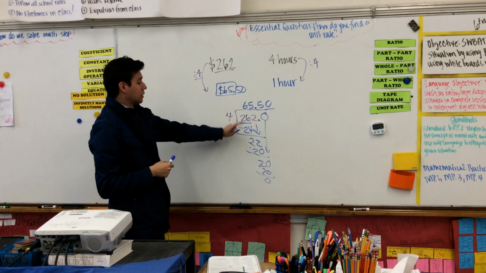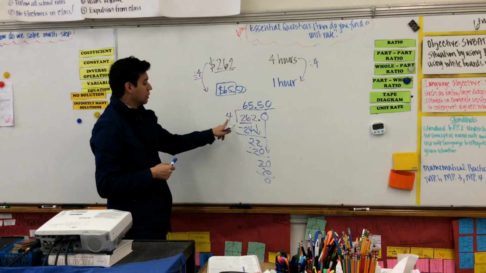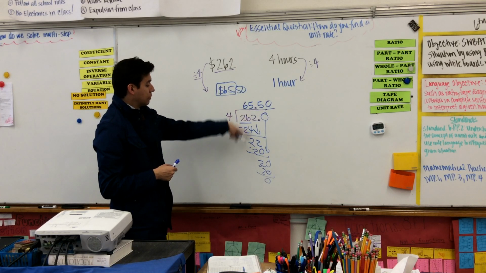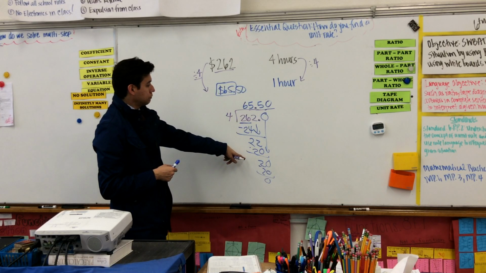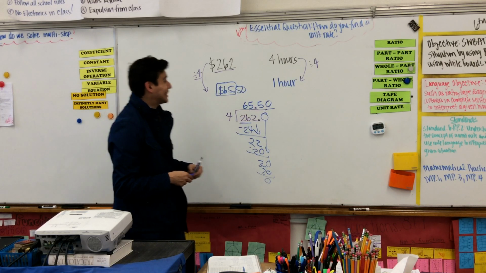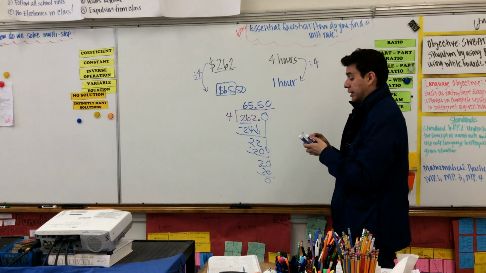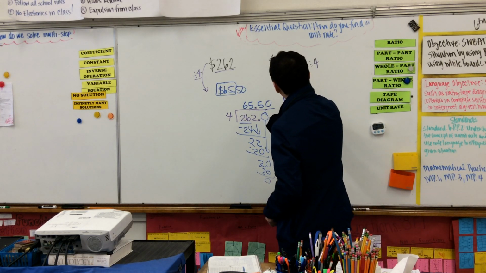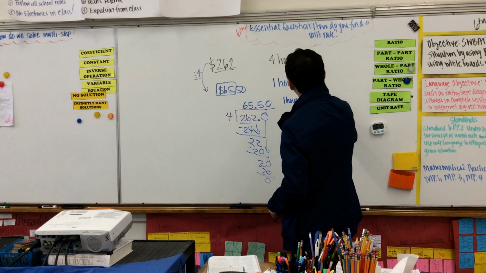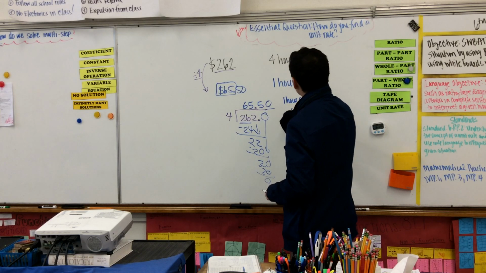Let me just double check my work. Minus 24, that's 2, drop a 2, 5, 20, drop a 0. Yeah, 25. Yeah, $65.50. So that's right. In a sentence: in 1 hour, she earns $65.50.